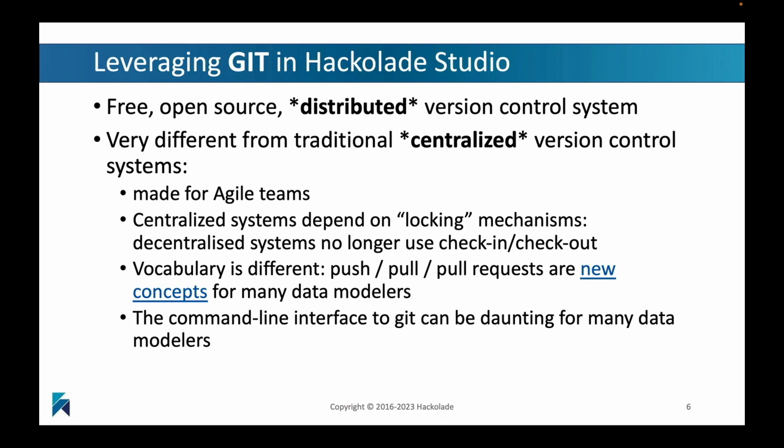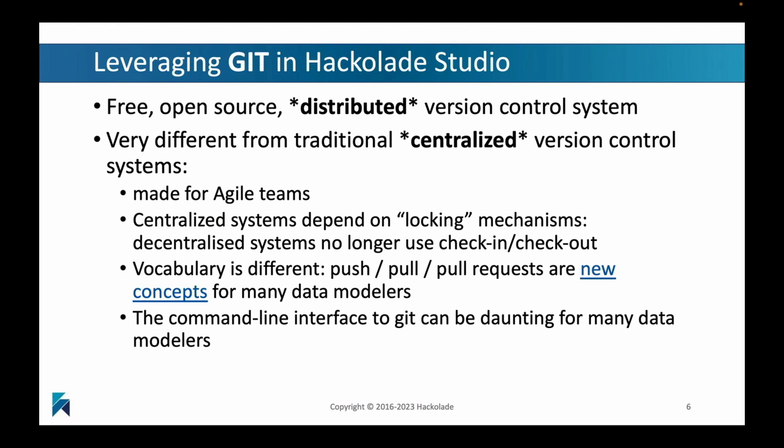A distributed version control system is much smarter and much more granularly organized, so that people can constantly work on their part of the code base without impacting someone else. That means there's a completely different way of working, accompanied by a completely different vocabulary. Right? So we will be talking about push and pull requests. And these are very much new concepts for many different people, and many data modelers specifically.